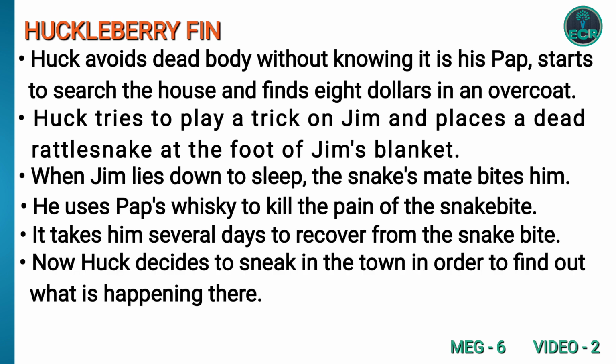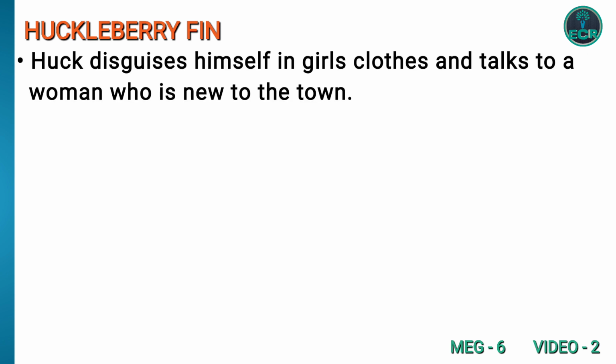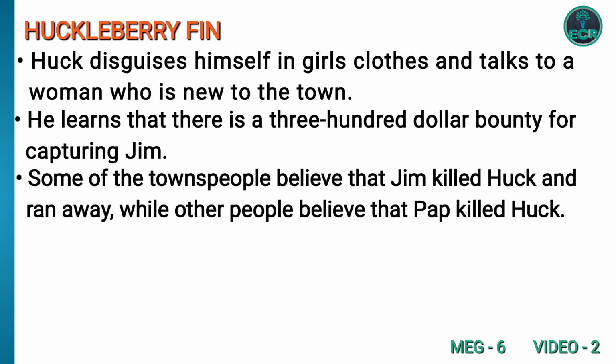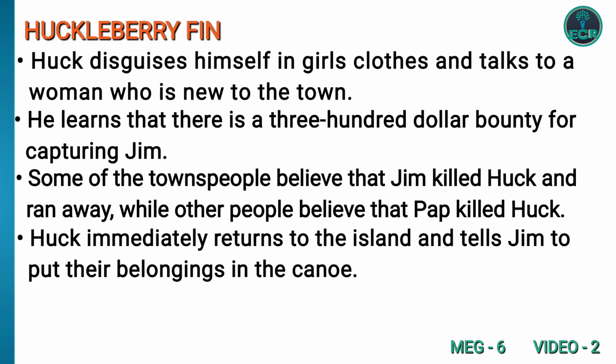Now Huck decides to sneak into the town in order to find out what is happening there. Huck disguises himself in girl's clothes and talks to a woman who is new to the town. He learns that there is a $300 bounty for capturing Jim. Some of the townspeople believe that Jim killed Huck and ran away, while other people believe that Pap killed Huck. Huck immediately returns to the island and tells Jim to put their belongings in the canoe.